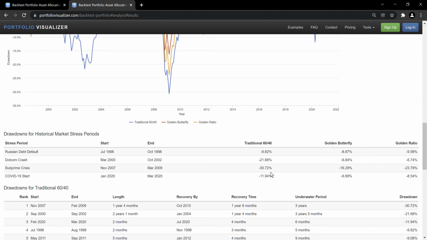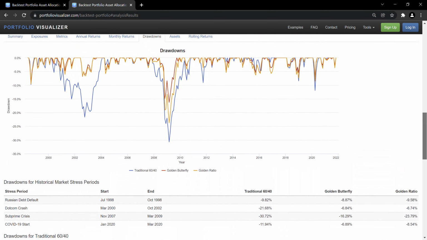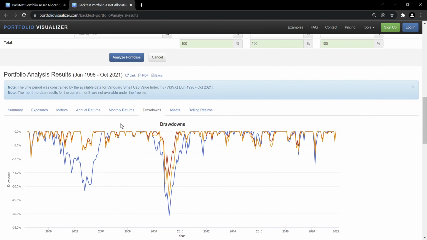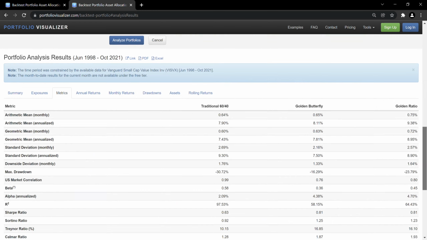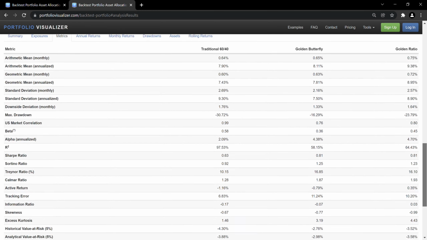The crisis in 2008 was the worst one for all three of them. And then if we look at March 2020, that was also much worse for the 60/40 portfolio, which was about double the golden butterfly in terms of a drawdown, and about 50% more than the golden ratio. And then we'll go over here and take a look at some metrics. And we go down here and you can see the comparisons.